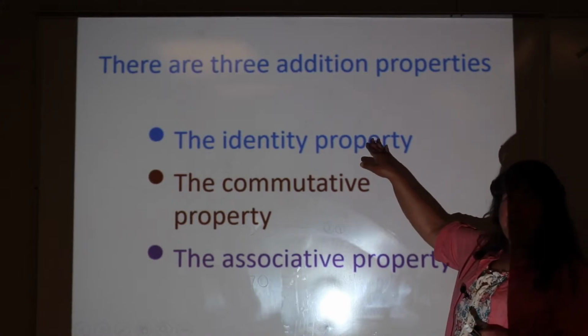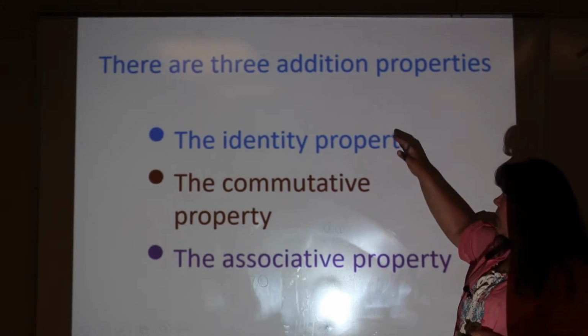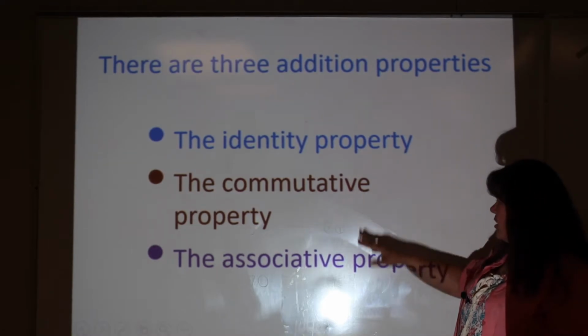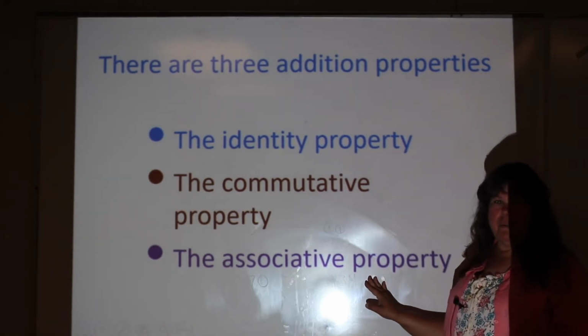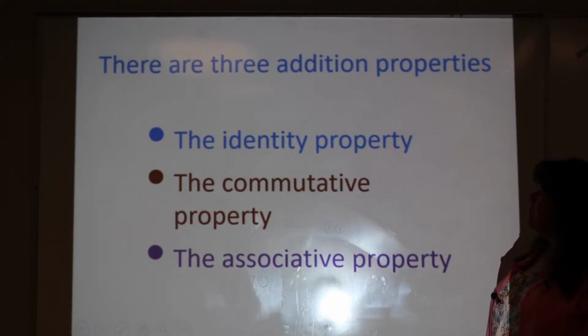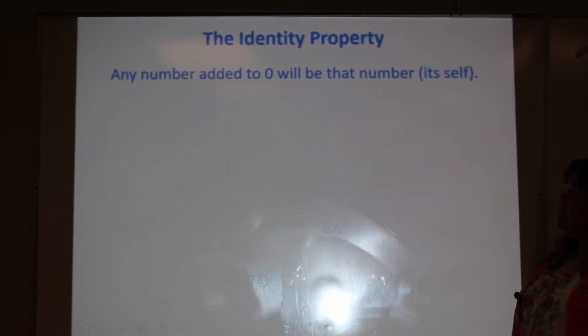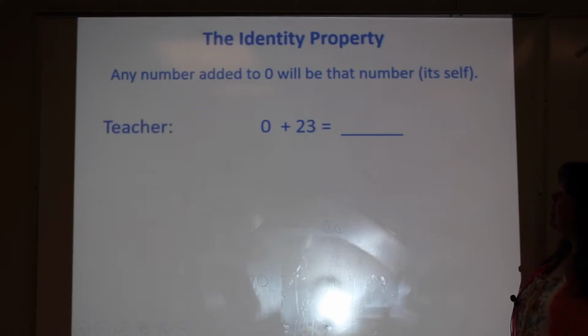The identity property, oh, we've heard that before for multiplication. The commutative property, we've heard that for multiplication. And associative property, we've heard that before. So some of these will seem like, oh, okay, it's kind of the same. Okay, so the identity property. Any number added to 0 will be that number. It'll be itself.